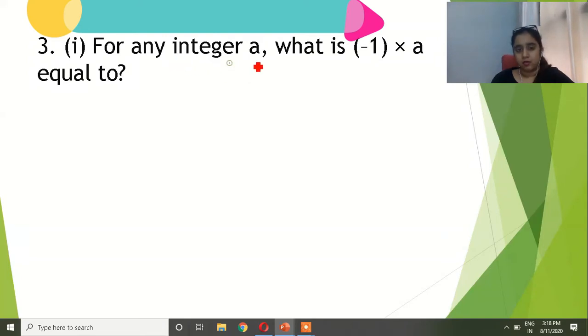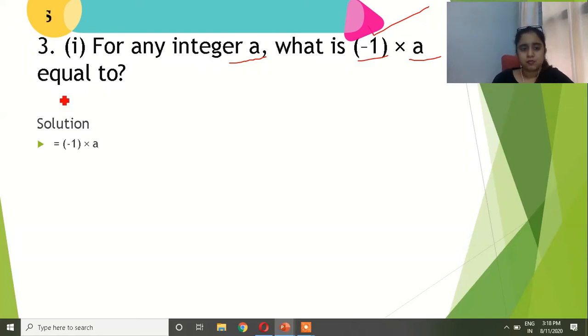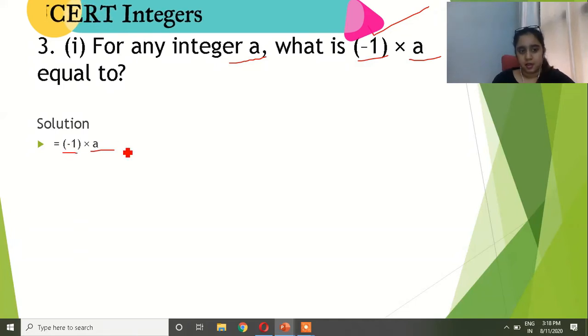They have given me the integer a, and I have to find out the multiplication of that integer by -1. It's simple, we have to multiply -1 by a and find the answer. So our solution is, if we multiply -1 by a, what answer will we get? Here we will apply the rule of multiplication, and if you don't know the rule of multiplication, then please go to my first video, Integers Introduction, and there you will find the rules of multiplication with examples.